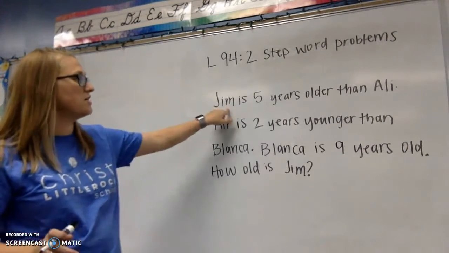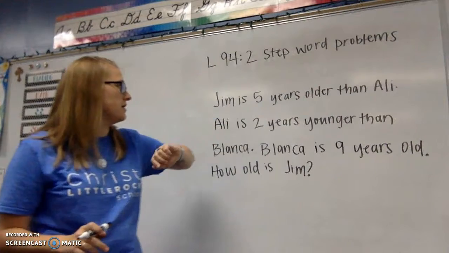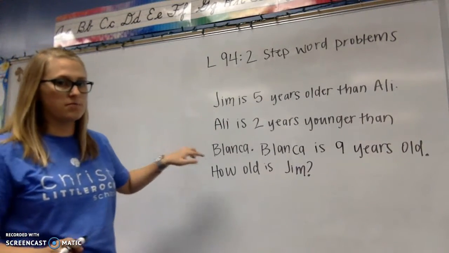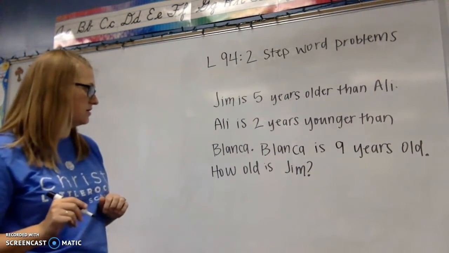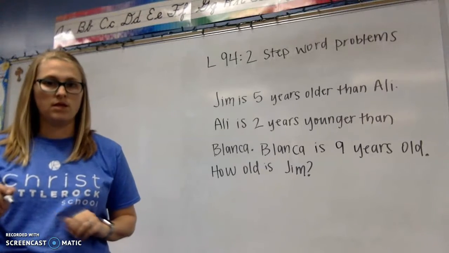It says, Jim is 5 years older than Allie. Allie is 2 years younger than Blanca. Blanca is 9 years old, so how old is Jim?